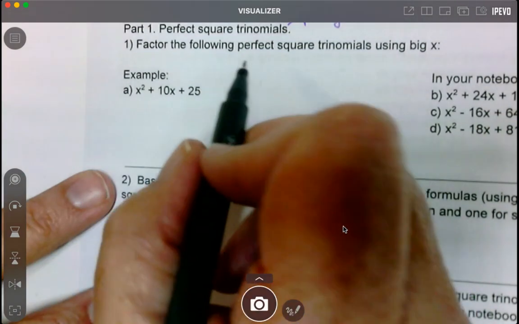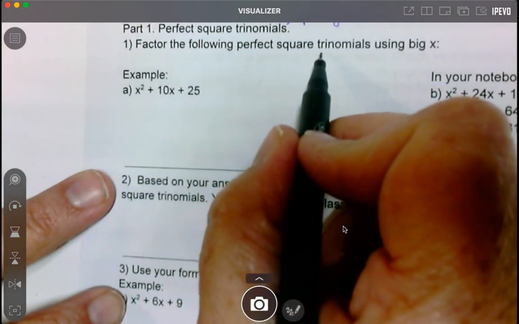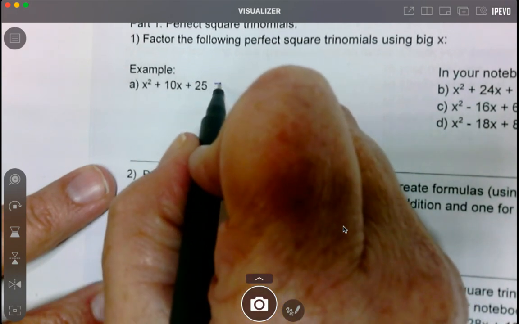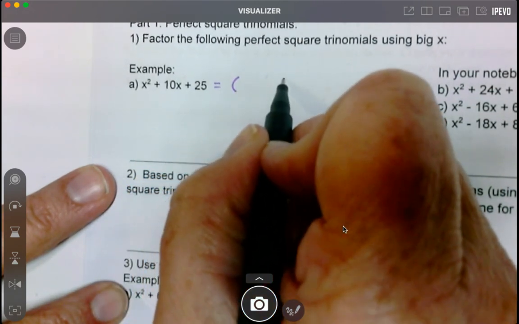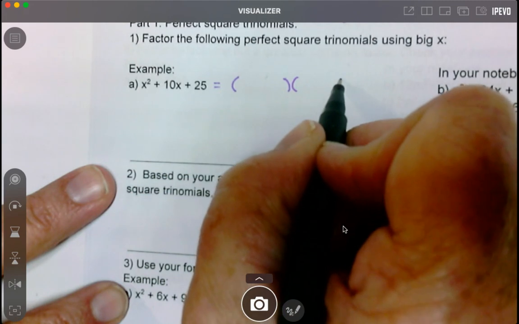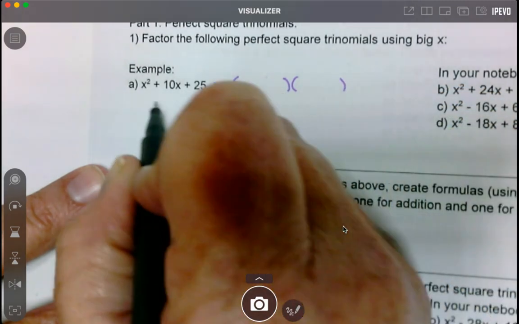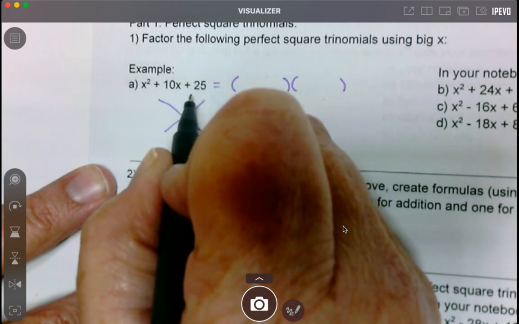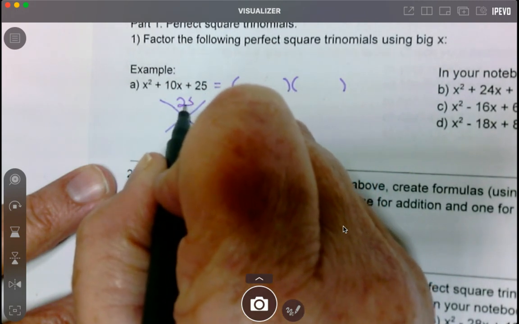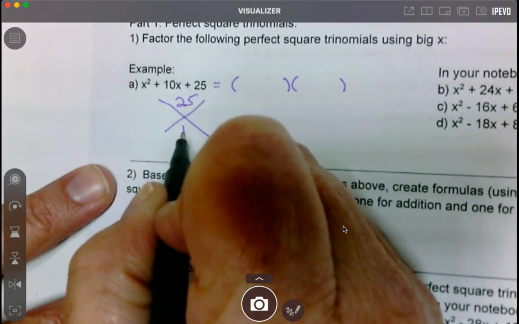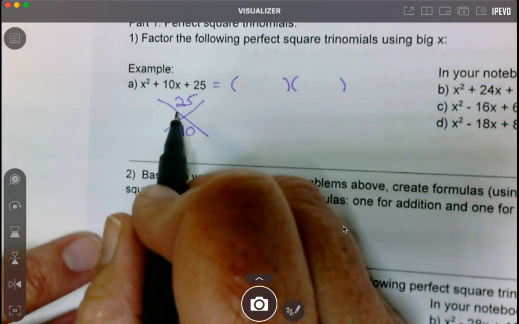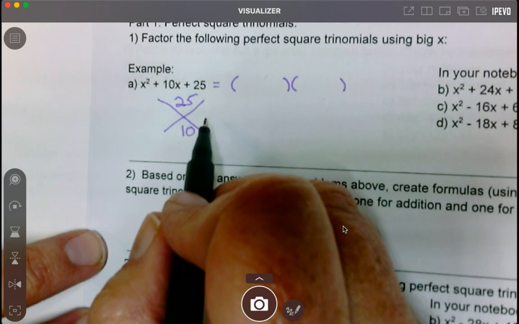Okay, so it asks us to factor using big X. Notice there's no equal sign. That means that when we're done, our answer is just going to be these things that are called factors. So we'll set up big X, A times C on top, which is 25, B on the bottom, which is 10. We need two numbers that multiply together to be 25 and add up to be 10.